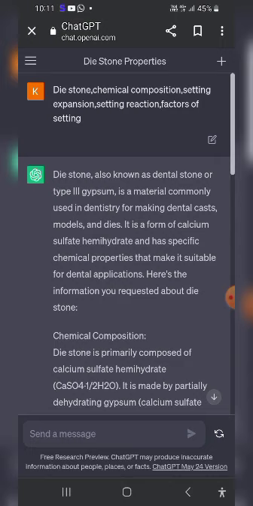Die stone, also known as dental stone or type 3 gypsum, is a material commonly used in dentistry for making dental casts, models, and dies. It is a form of calcium sulfate hemihydrate and has specific chemical properties that make it suitable for dental applications.